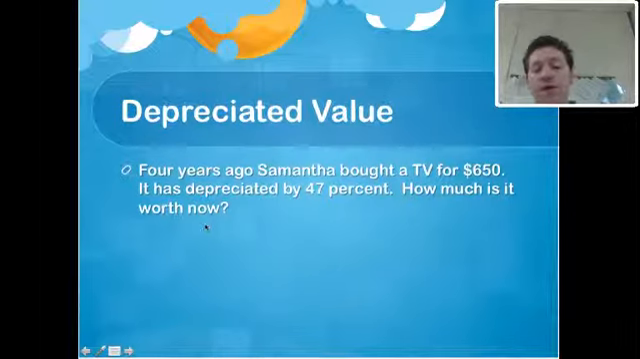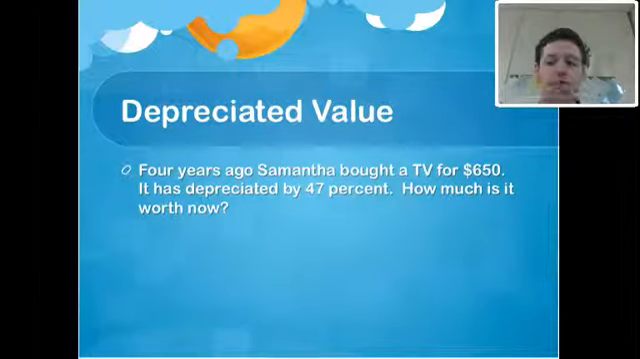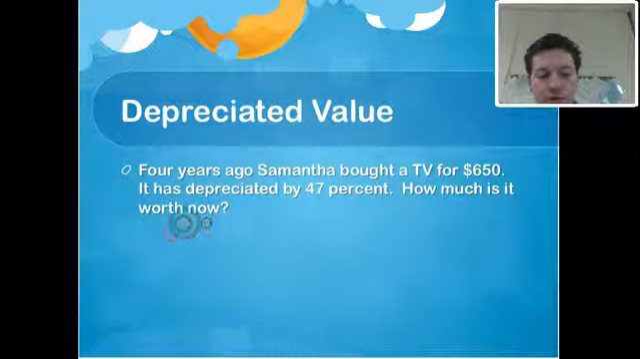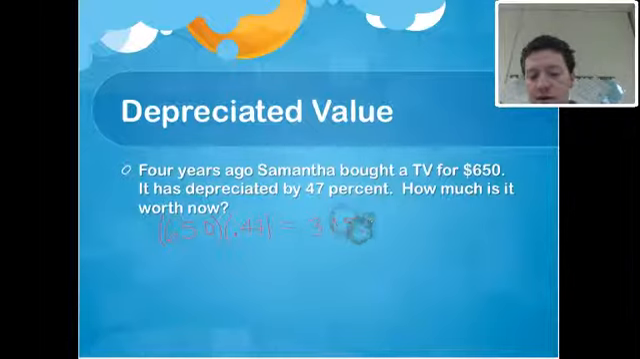Okay, now we're going to look at the reverse side of the coin, depreciating value, or any situation where we're losing value. The final answer is going to be less than the original. So we have 4 years ago, Samantha bought a TV for $650. Like all technology, it has depreciated by, in this case, 47%. How much is it worth now? Okay, so $650. Initial value, the principal amount. We're going to multiply that by 47% as a decimal, so 0.47. When we do that, we get $305.50.